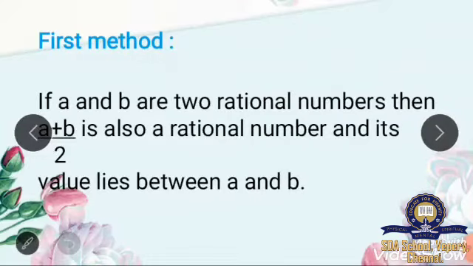In this we have two methods. The first method we are going to see. In the first method it is given that if a and b are two rational numbers, then (a plus b) divided by 2 is also a rational number and its value lies between a and b.